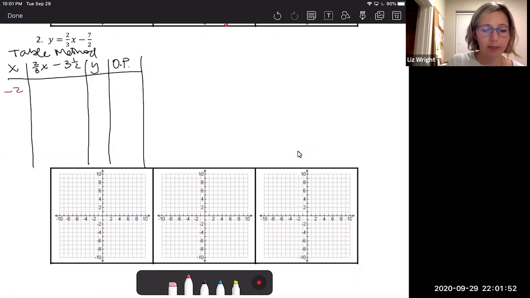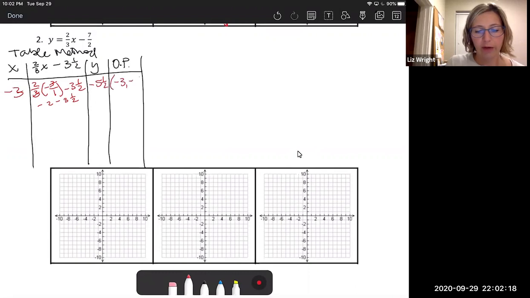All right, so here we go. We're going to, oh, not -2. We're going to do -3. So we've got 2 over 3 times -3 over 1 minus 3 1/2. So here the 3's are going to cancel out. I've got -2 minus 3 1/2, which is going to end up being -5 1/2. So we've got -5 1/2 here. And then we've got -3, -5 1/2. So I'm going to go graph that point. So -3, -5 1/2.